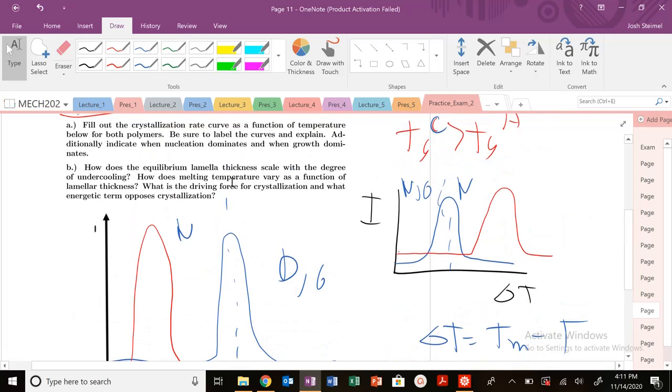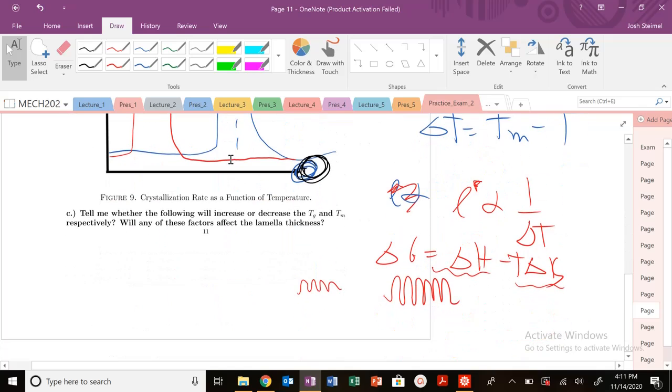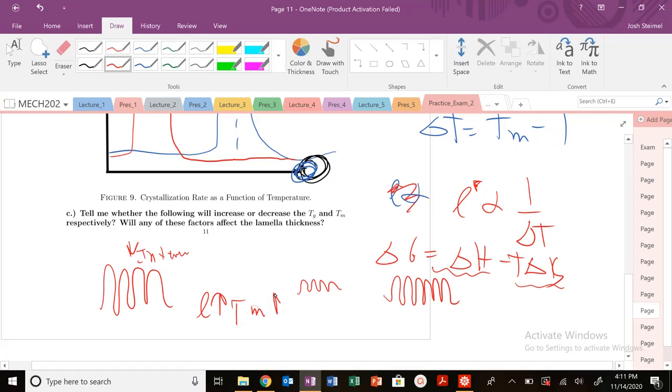How does melting temperature vary as a function of lamellar thickness? Well, if I have a long lamella, I have a larger number of intermolecular interactions. And if they're closer together, that increases my strength as well. So as L increases, my Tm increases as well.